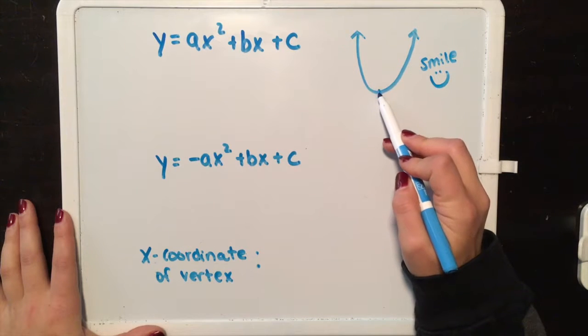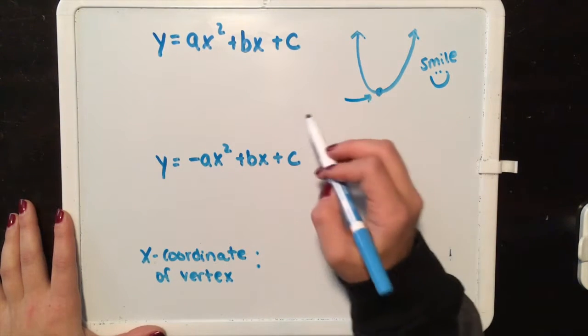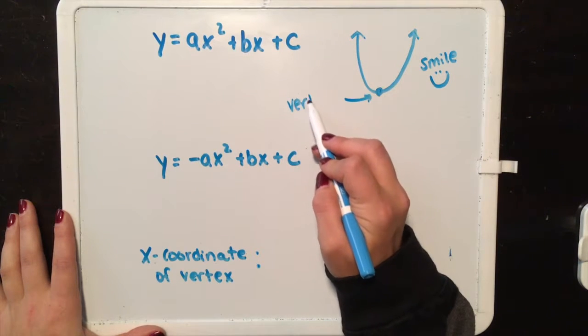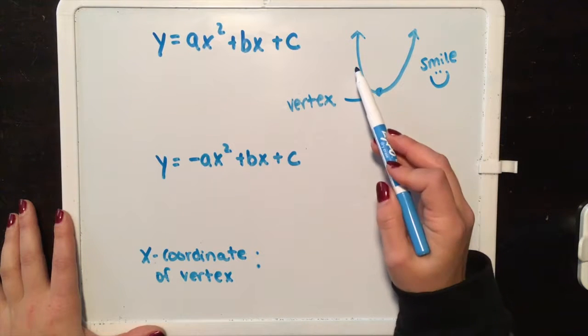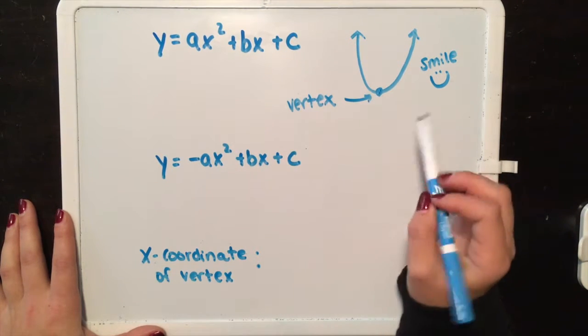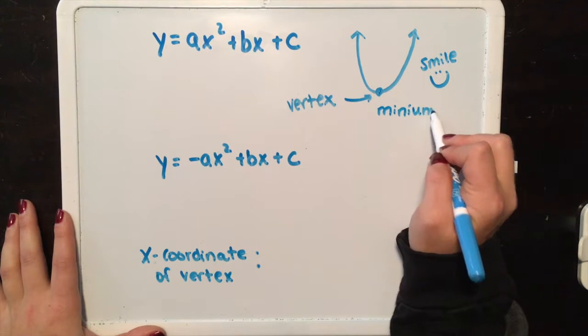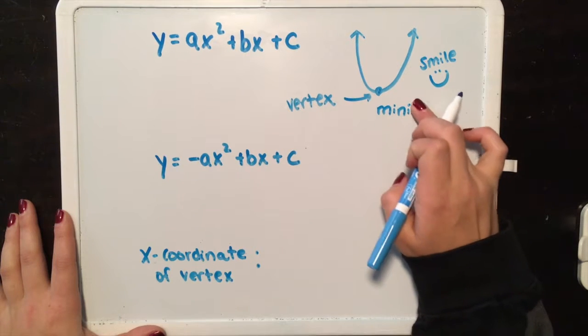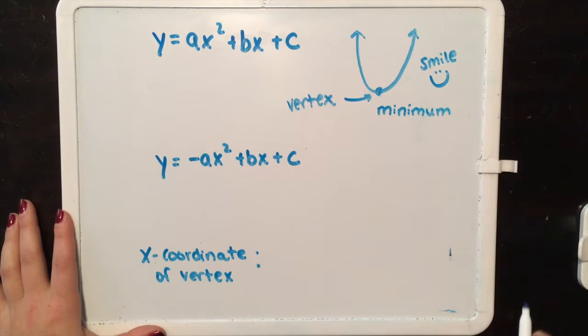The lowest point on our upward facing parabola is known as the vertex. Since the parabola is upward facing and the vertex is the lowest point, then the vertex is the minimum of the function.